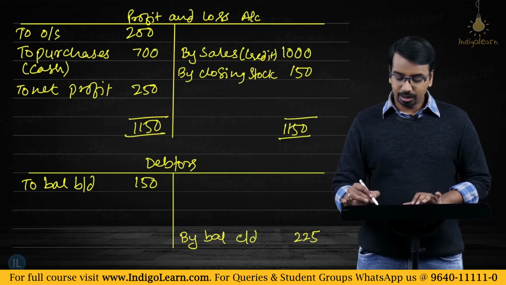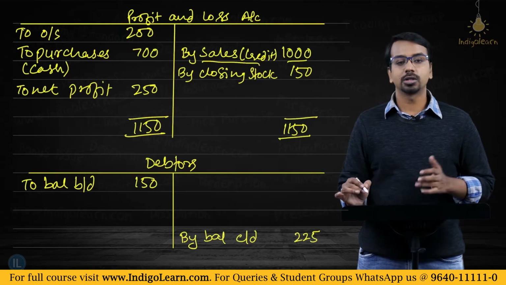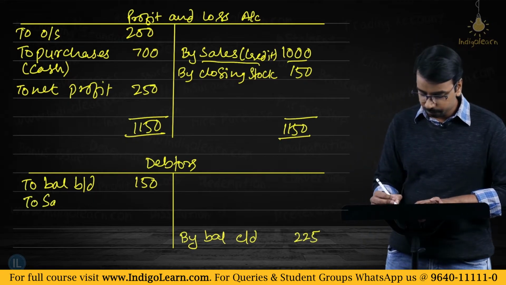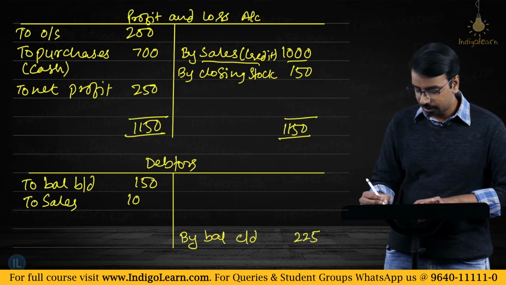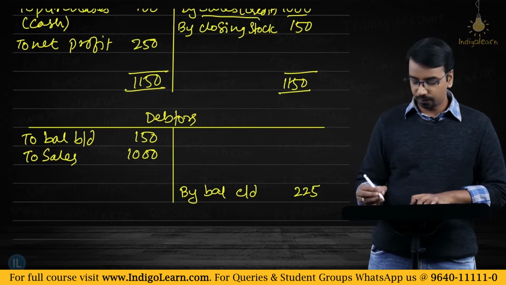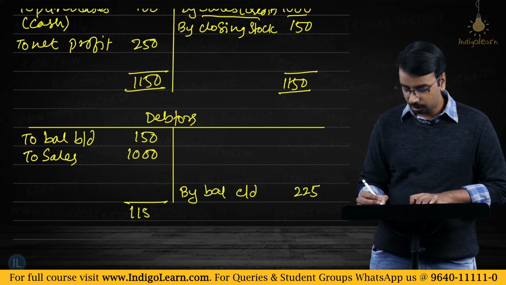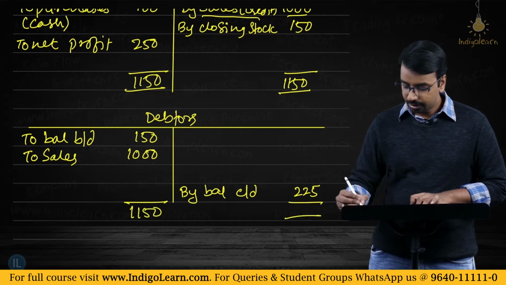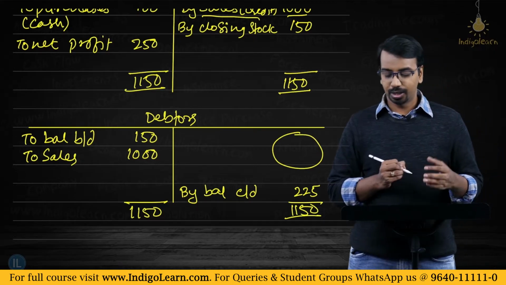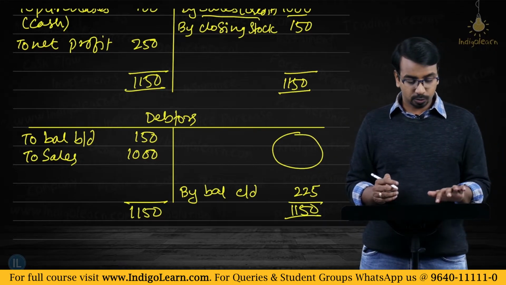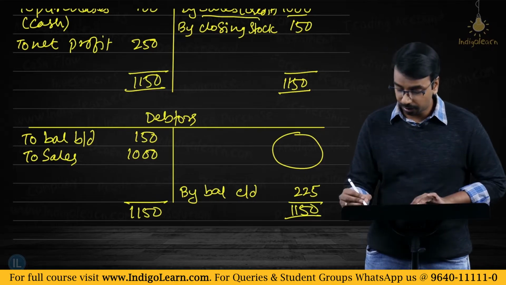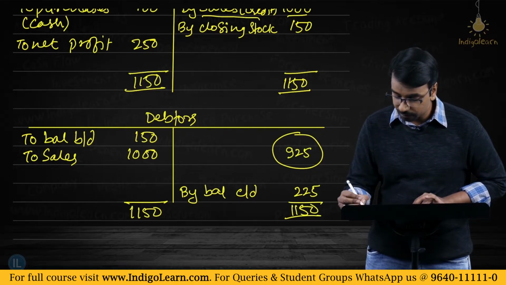Now in the entire year we have made sales of 1000. This we will debit to the debtors account, right? So to sales 1000. So if you see the debtors account now, 1000 plus 150, here you have 1150. This side also it should be 1150, and now there is a gap here. How much is the gap? The gap is 1150 minus 225, that gives you 925.